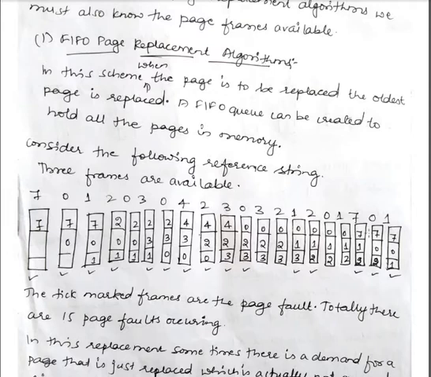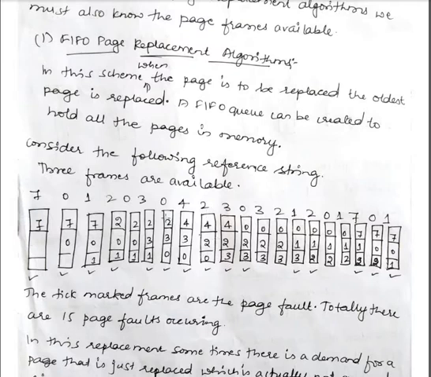The advantage of this FIFO replacement algorithm is that it is very easy to implement because it is just using the queue structure here. So using the queue data structure we can replace the pages. What is the disadvantage here? There are many page faults.